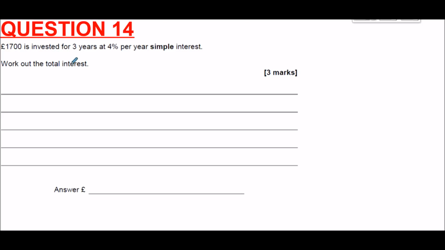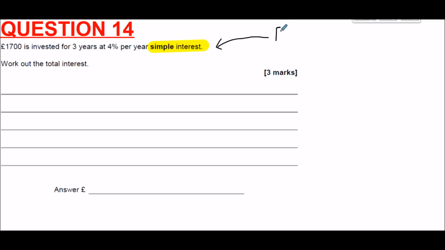Question 14. We've got £1,700, which is invested for 3 years at 4% per year, simple interest. Simple interest just needs mentioning. It's different to compound interest. Compound interest is what you have in real life. For compound interest, the interest changes from each year to the next. Normally the interest gets slightly bigger each time, but with simple interest, the interest is fixed.